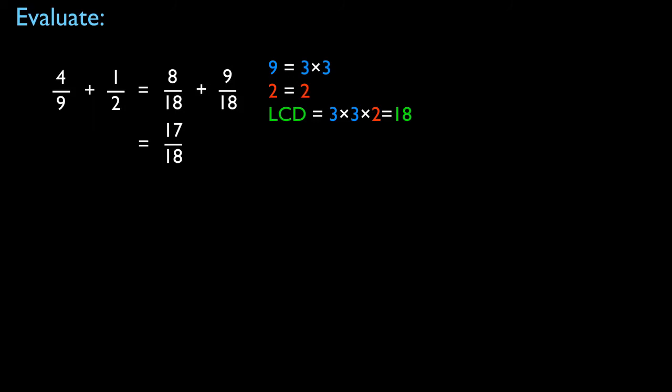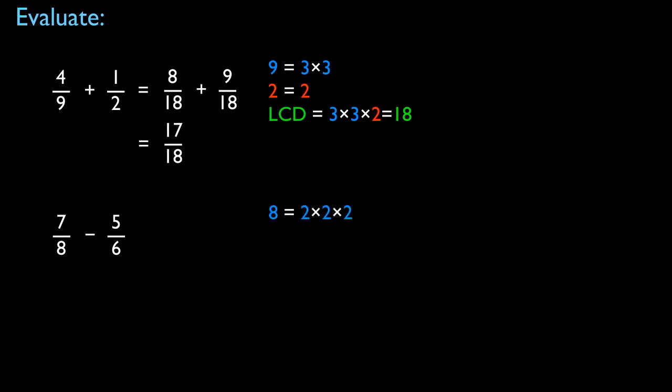Let's try another. We've got 7 over 8 subtract 5 over 6. Now, it would be tempting to go to a common denominator of 8 times 6, or 48, but you'll see that there's actually a lower common denominator. And let's see how we get it.